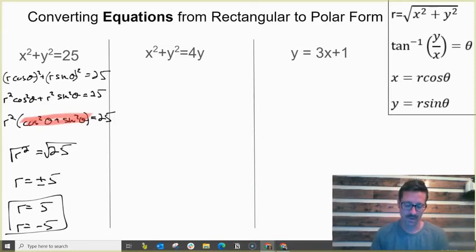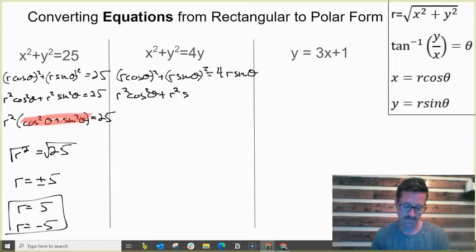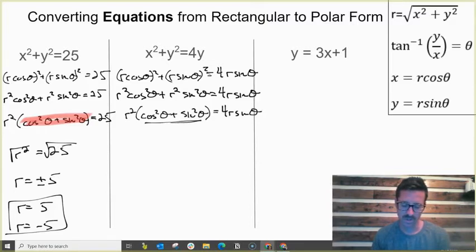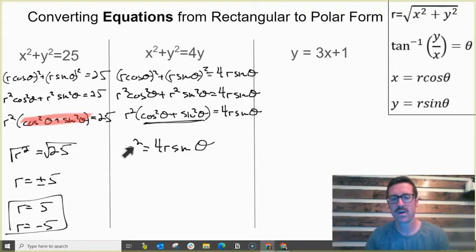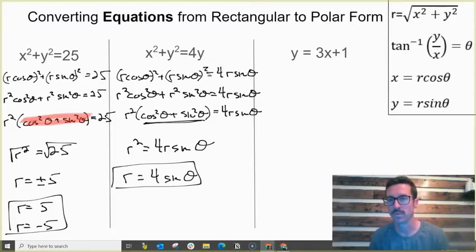Let's do round 2 right here. First step, you probably see what we're doing. Now we're going to do it just like last time. Let's factor out our r squared. And then we know that cosine squared theta plus sine squared theta equals 1. Now we're almost there. I've got an r squared here, but I also have an r here. So I'm going to divide both sides of my equation by r. And then we're done. That's the equation in polar form.